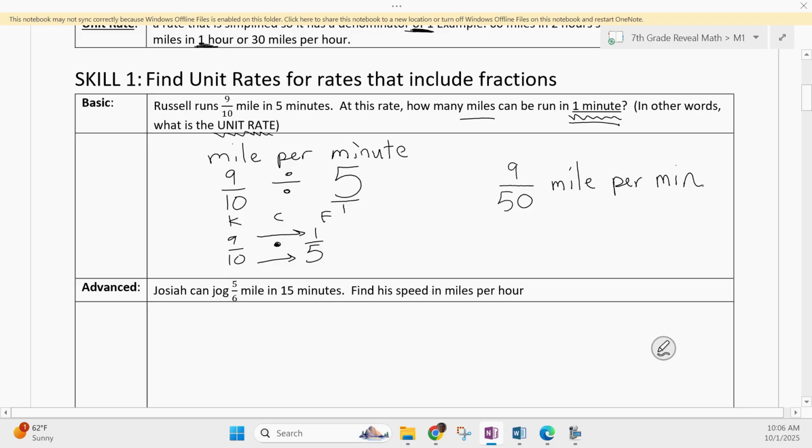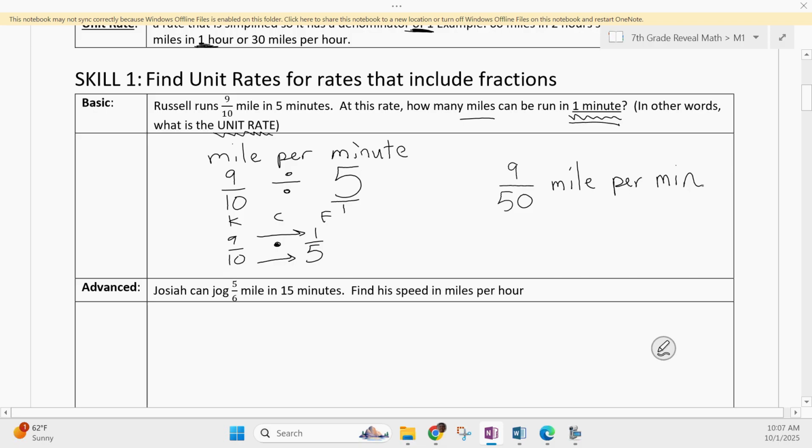Is that a long distance? Okay, if you think how long a mile is, and you break it up into 50 equal pieces, and you only have 9 of those, right? 9/50 is not much of a mile, right? And how long did it take him to run 9/50 of a mile? 5 minutes. He ran 9/10 in 5 minutes, but how long does it take him to do 9/50 of a mile? 1 minute, right? Because we just found the unit rate, so that's 1 minute.